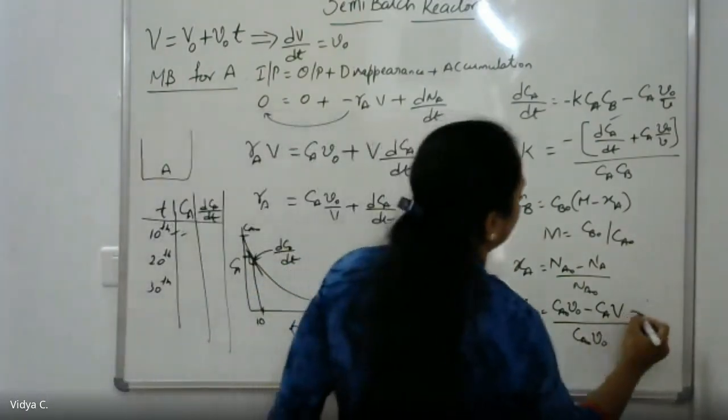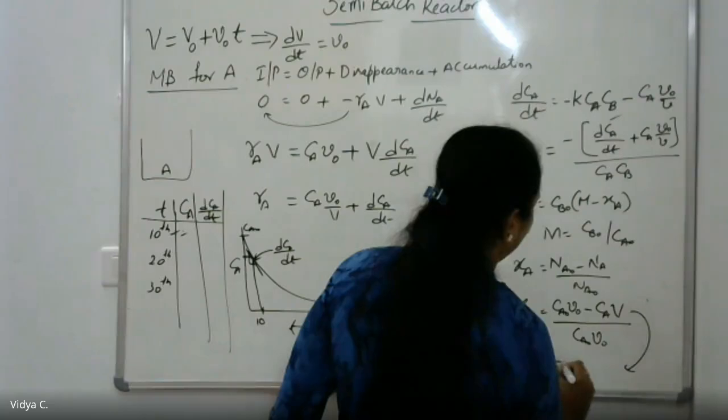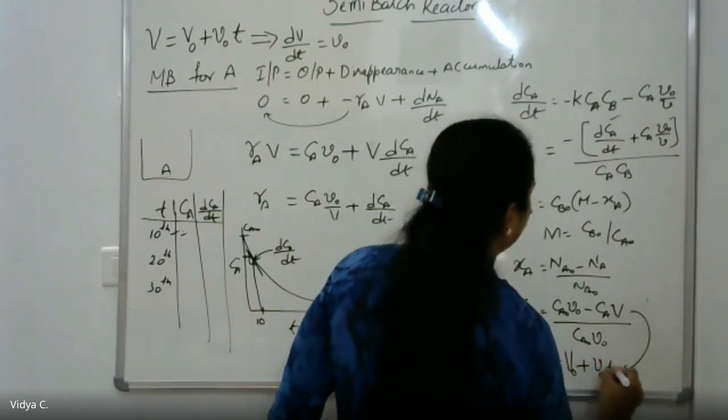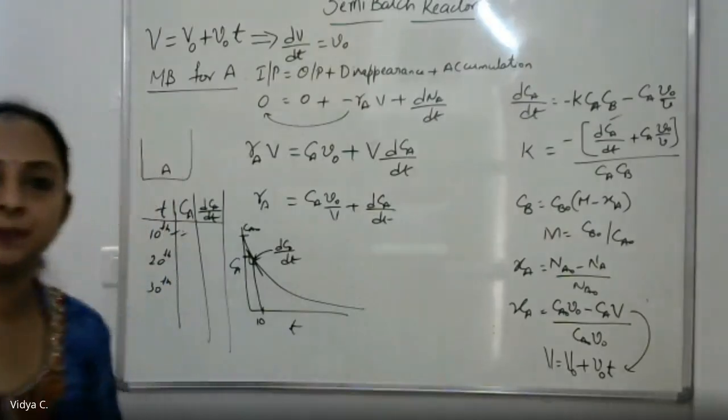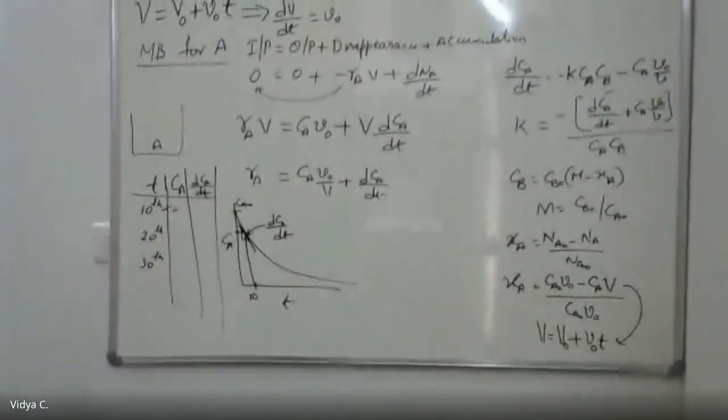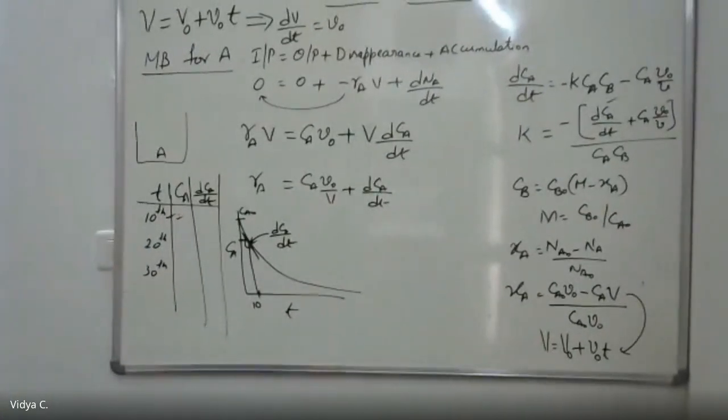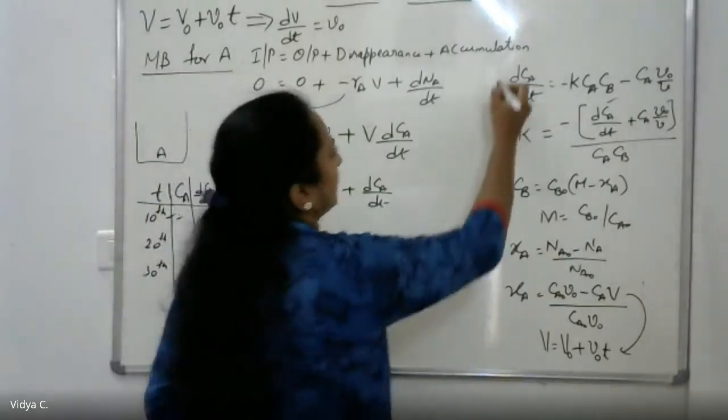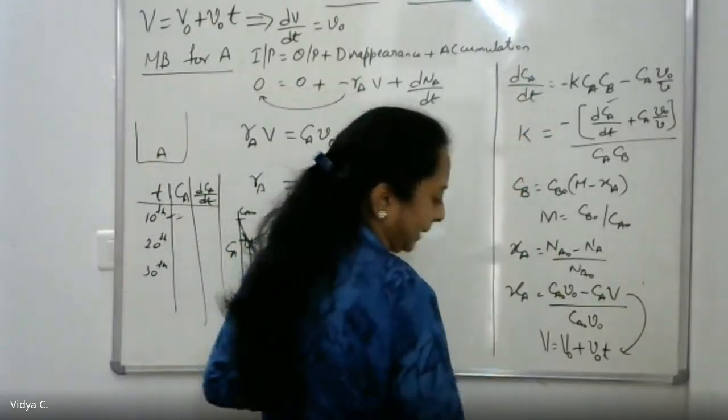And what is this V? This V is very important. V is equal to V naught plus V naught into t. Very, very important thing during your calculations. Okay. So like this, we have developed some equations for A.